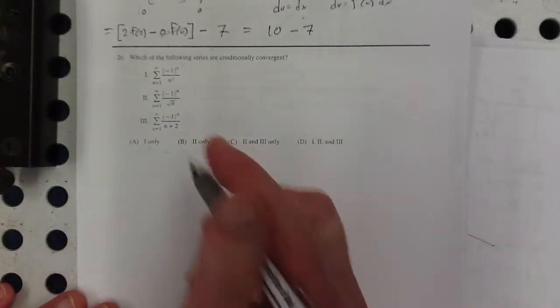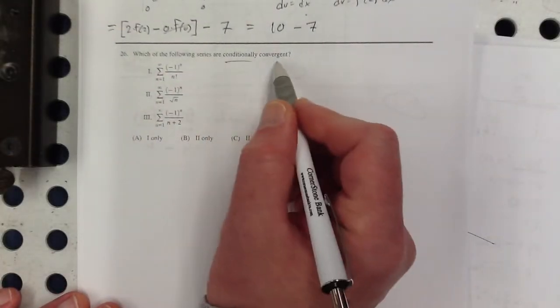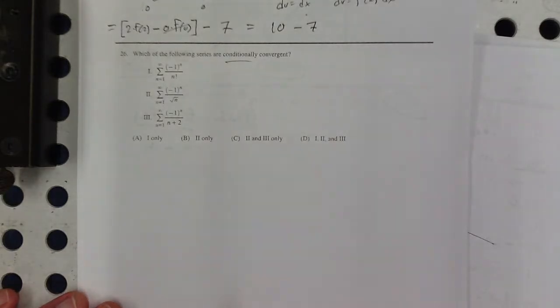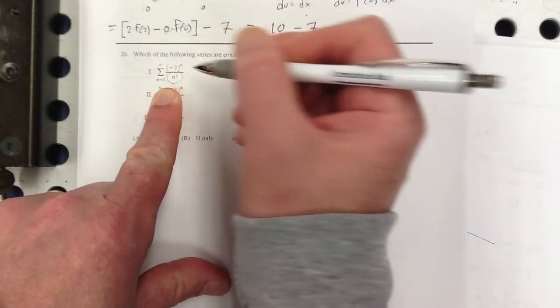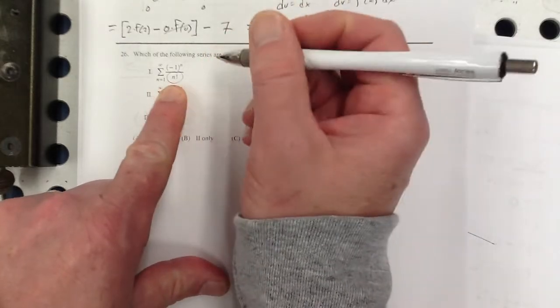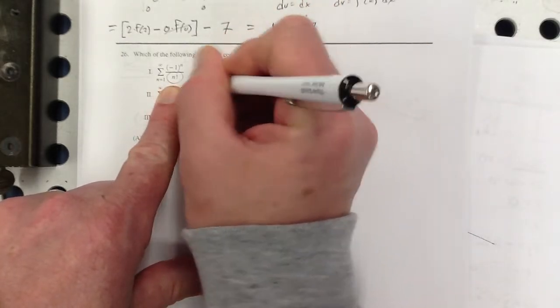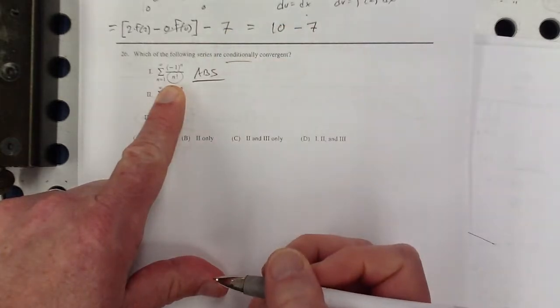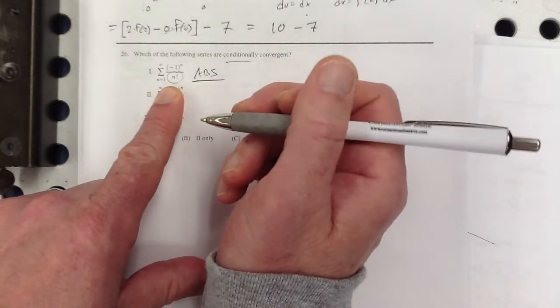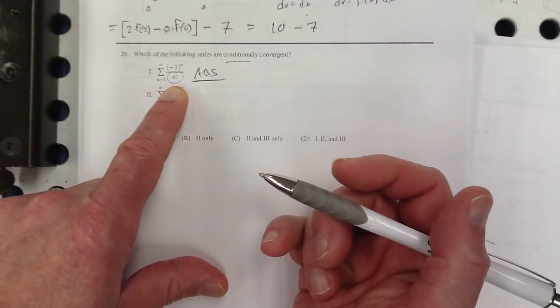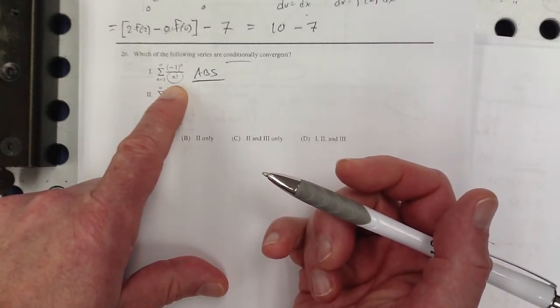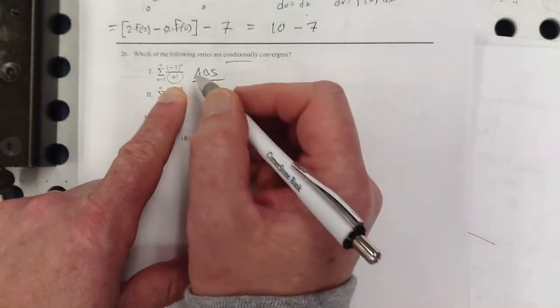All right. Which of the following series are conditionally convergent? This would converge with the factorial on the bottom. That's going to converge whether it's alternating or not, right? Because 1 over n factorial, that converges. That's actually the e to the x function, so it would converge to e.